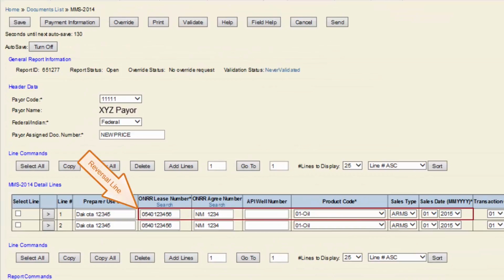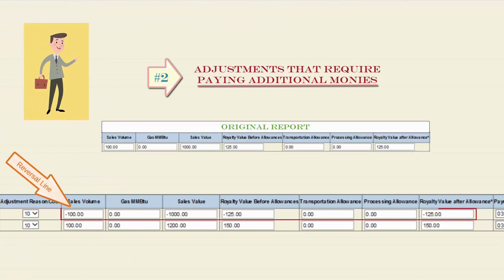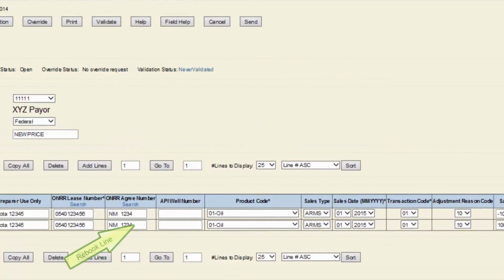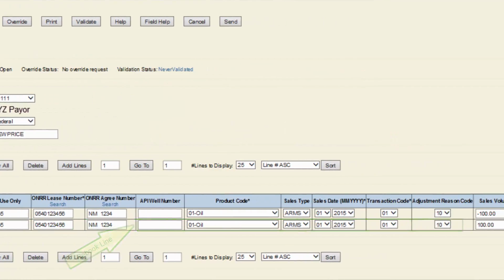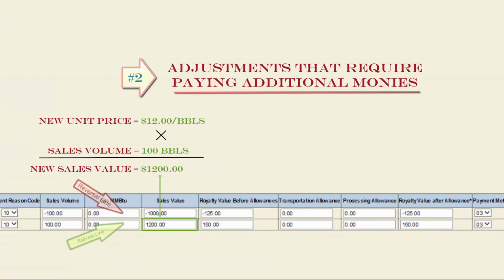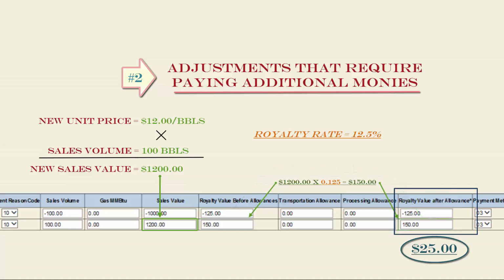The reversal line should contain the same data as the original line, except with negative volumes and values. This essentially zeroes out the original line. The rebook line submits the corrected data. In this case, the sales value is increased by $200 based on the new unit price. The royalty value increases because of the new sales value. Since the royalty rate in this example is 12.5%, the total royalties due equals $25.